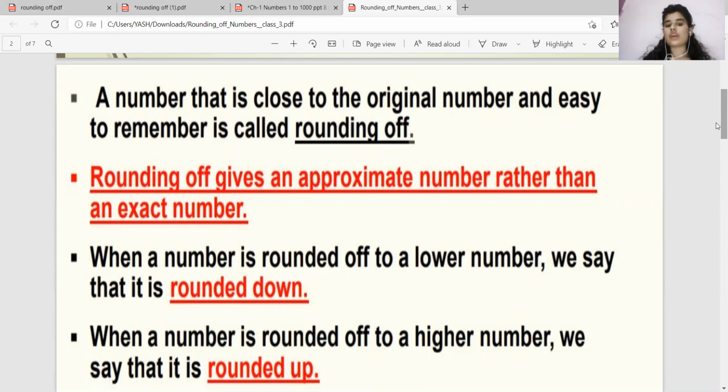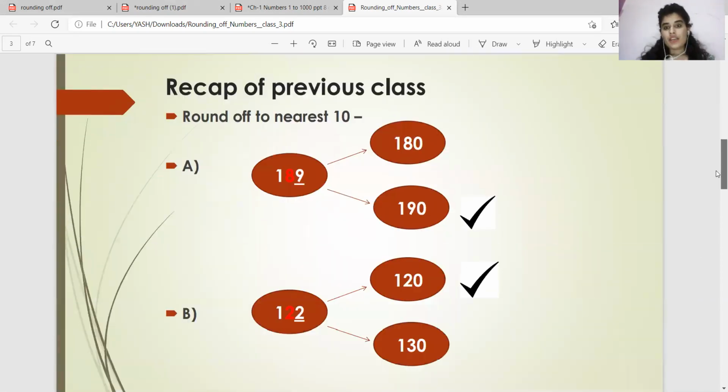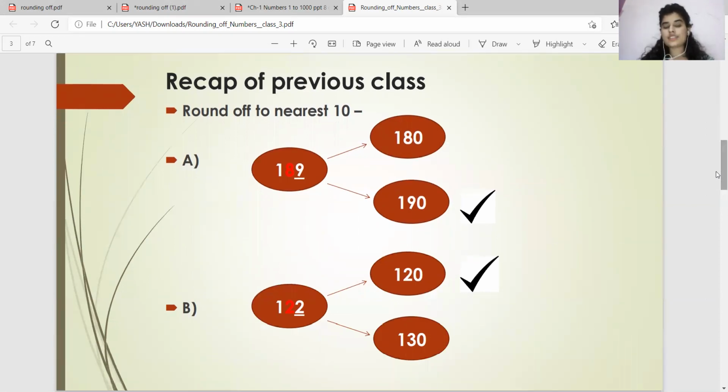When a number is rounded off to the lower number, we say it is rounded down. And when the number is rounded off to the higher number, we say it is rounded up. Now we will get a recap of the previous class, rounding off to the nearest tens.